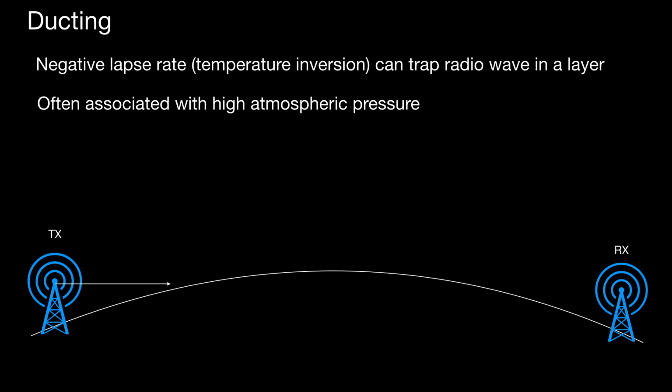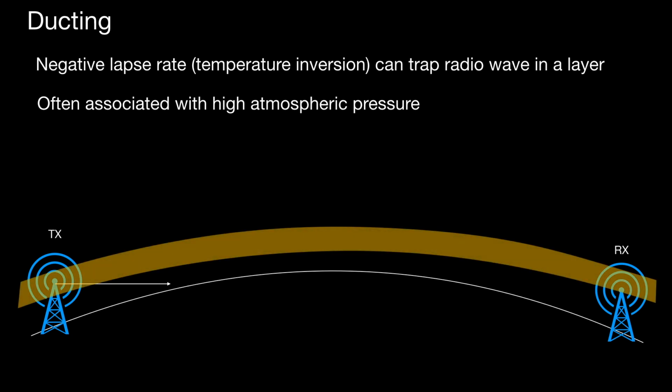Ducting: if you get a negative lapse rate or temperature inversion, it can trap the radio wave in a layer. It's often associated with high pressure. So the duct establishes between two radio stations, which are not normally able to communicate because they're obstructed by the curvature of the Earth, but the duct traps the radio wave and steers it around the curvature of the Earth. If you like, it acts as a conduit. It reflects alternately off the top and the bottom of the duct and is trapped and therefore reaches the receiver.